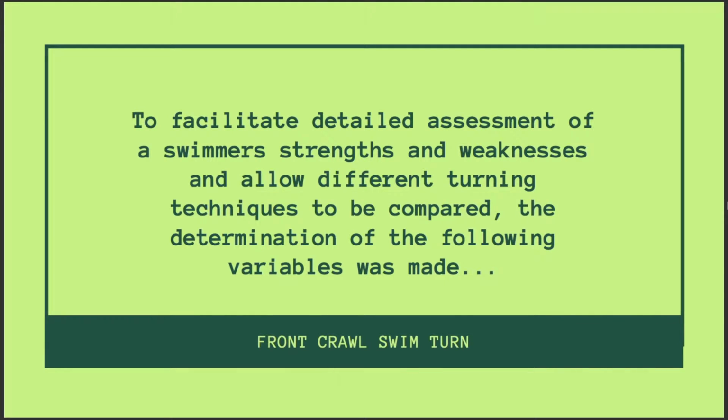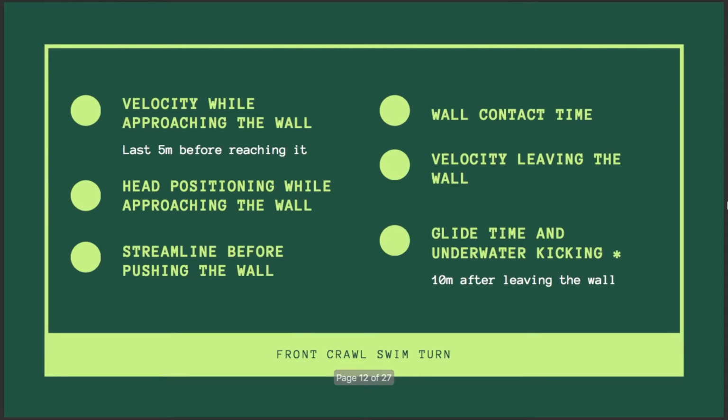To facilitate detailed assessment of a swimmer's strengths and weaknesses and allow different turning techniques to be compared, the determination of the following variables was made. First, we have the velocity while approaching the wall. Next, the head positioning while approaching the wall. Following, we have the streamline before pushing off the wall. Next, we have the wall contact time and the velocity leaving the wall. And lastly, we have the glide time and the underwater kicking.